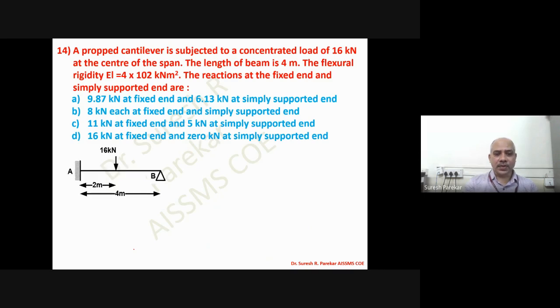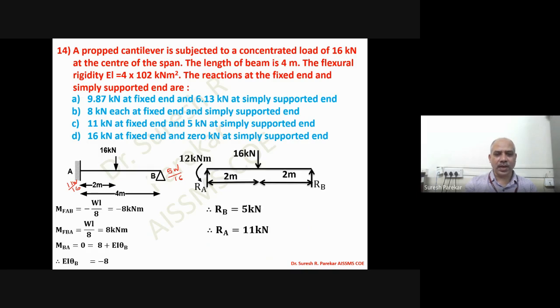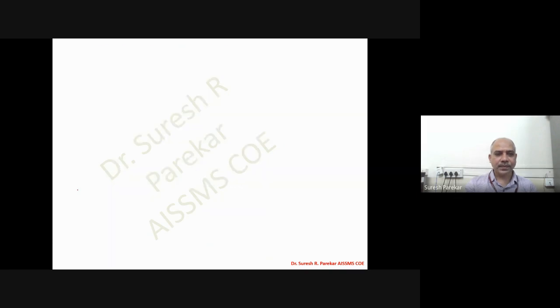And a propped cantilever, so this is given. So we are interested to determine the reaction. Actually, we have a formula. If you can remember this, then we have for this end 5W by 16, so answer comes 5. And this will be 11W by 16, and the answer comes 11. So you can use these formulas directly, or you can solve this by slope deflection method or moment distribution, and from this you are going to get these values. So answer we have that is C.